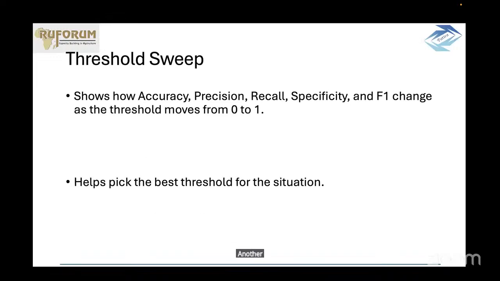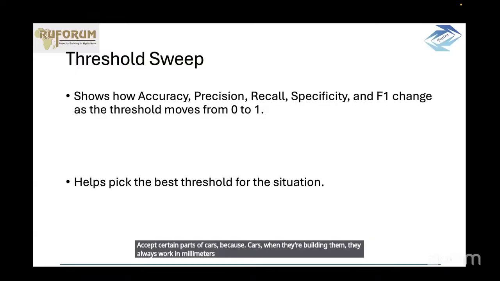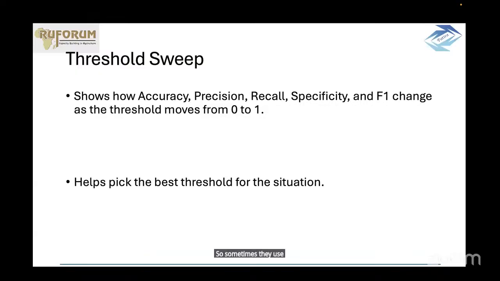Another important metric that we use is called threshold sweep. This shows how accuracy, precision, recall, specificity, and F1 change as the threshold moves from 0 to 1. Sometimes, especially in car manufacturing, when they bring parts, they use this to accept certain parts of cars, because when they're building cars, they always work in millimeters for a part. So you start from 0 point something, you go to 1. It helps pick the best threshold for the situation.